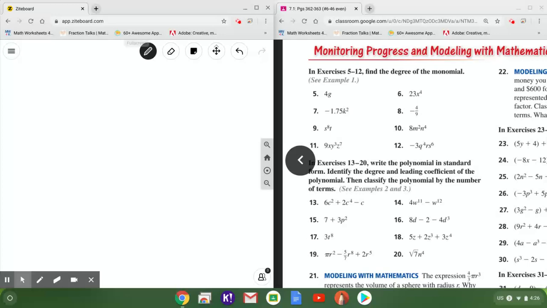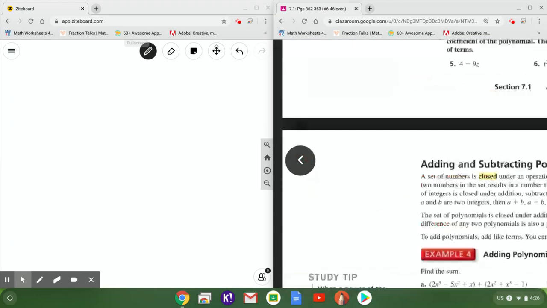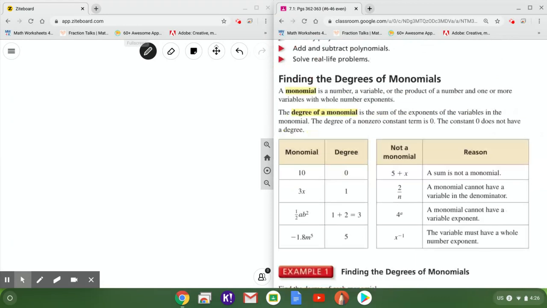Hey, so I just wanted to explain how you're supposed to do some of these problems because I'm seeing some mistakes going on. On 6 through 12, it says find the degree of the monomial. So it says right there, see example 1. So I'm going to go up to the top to where it says example 1. And I realize it's tough doing this when I'm not there, so I'm trying my best.